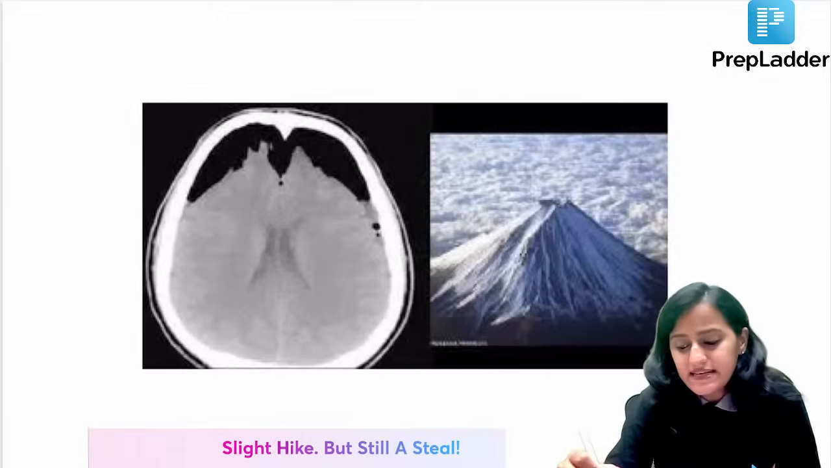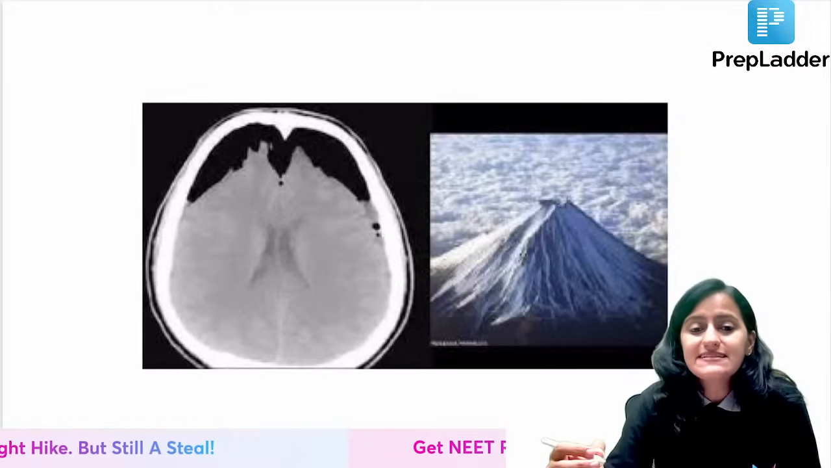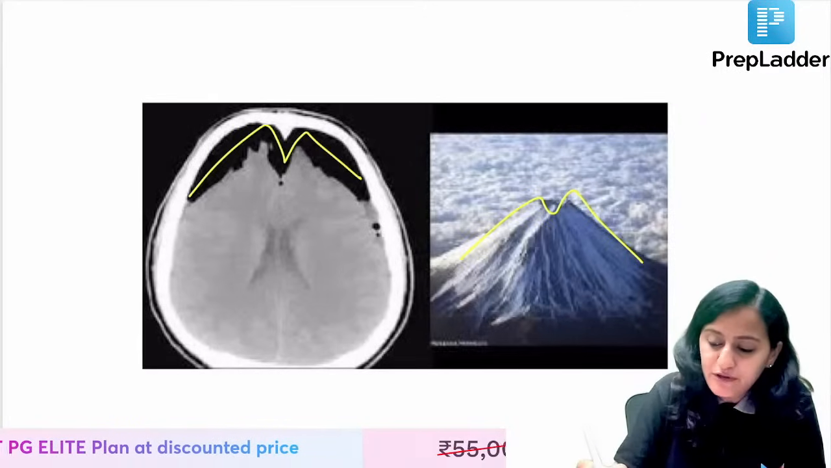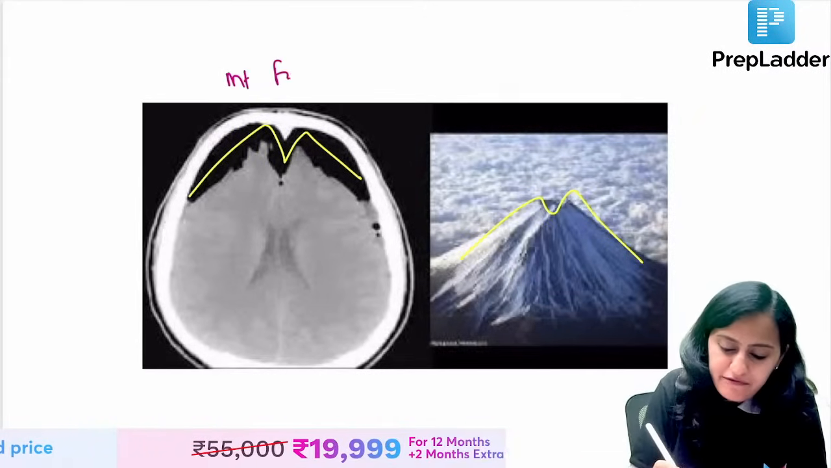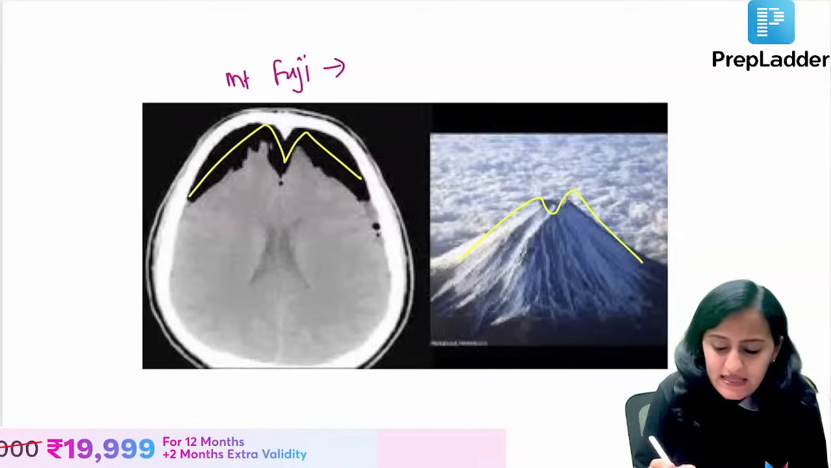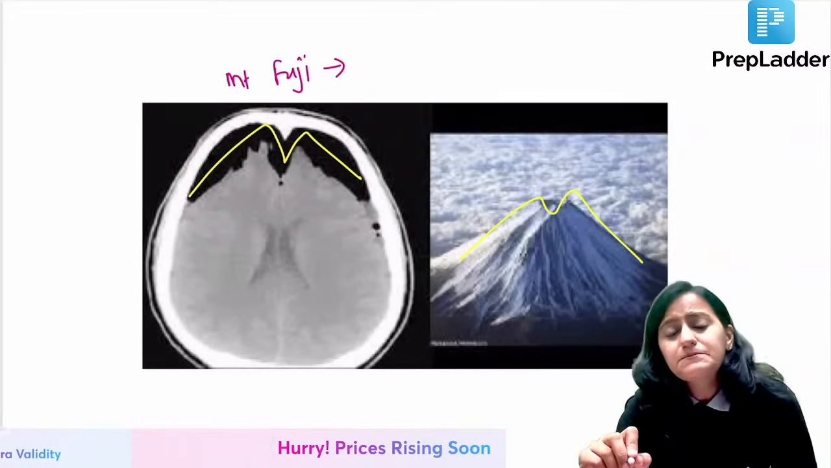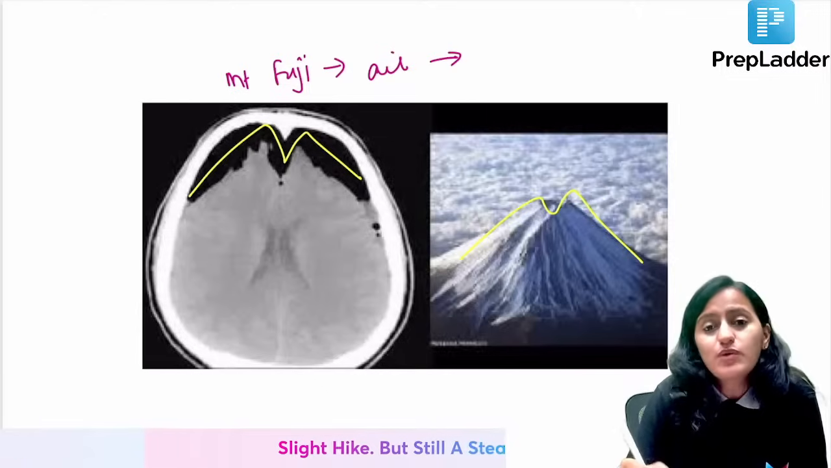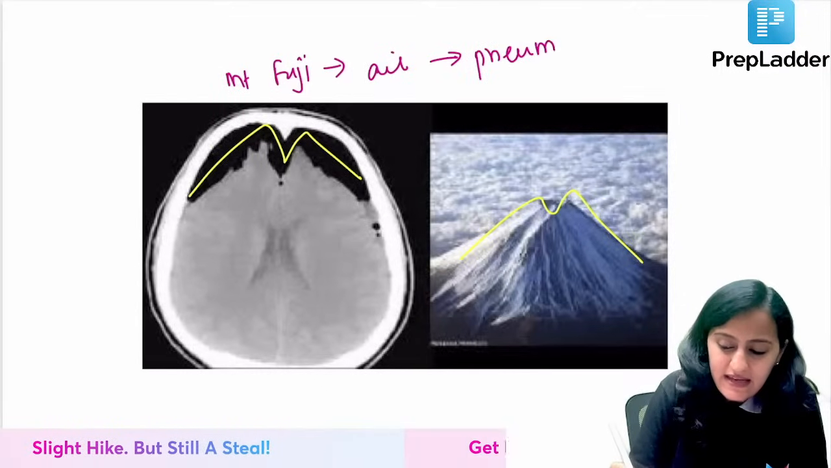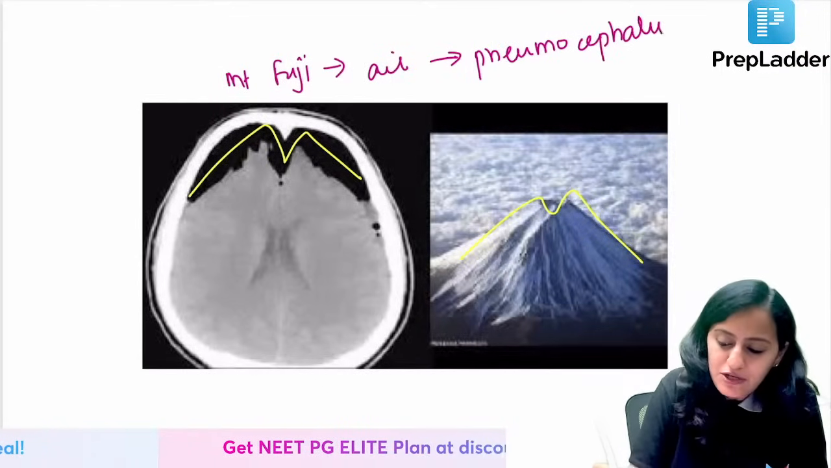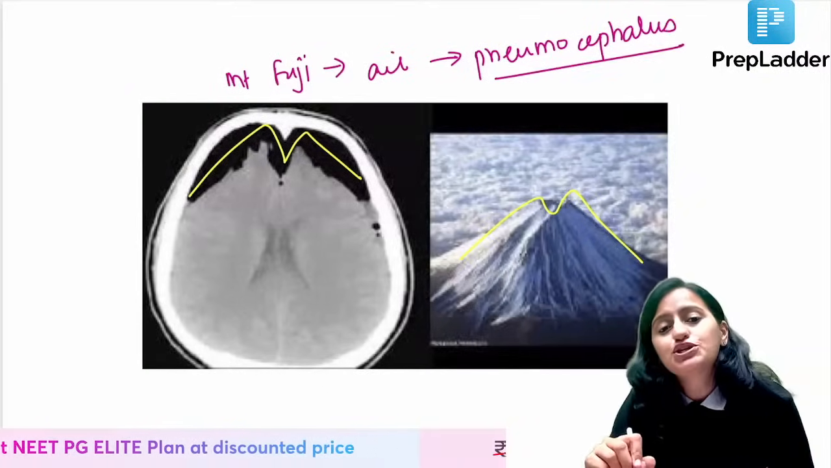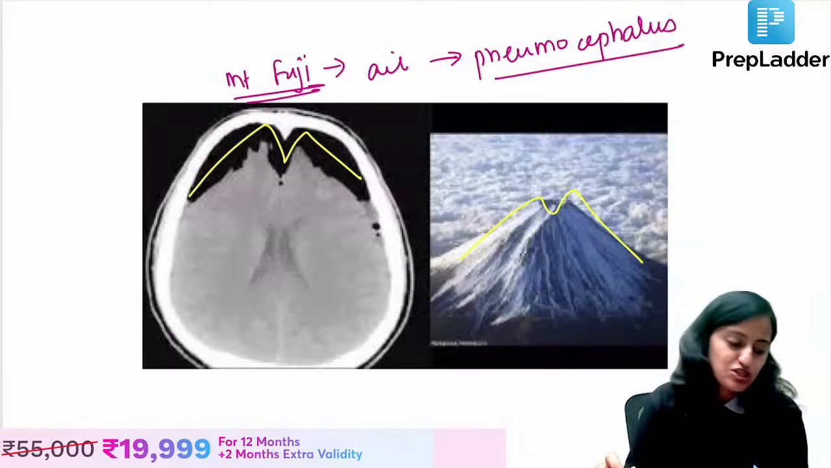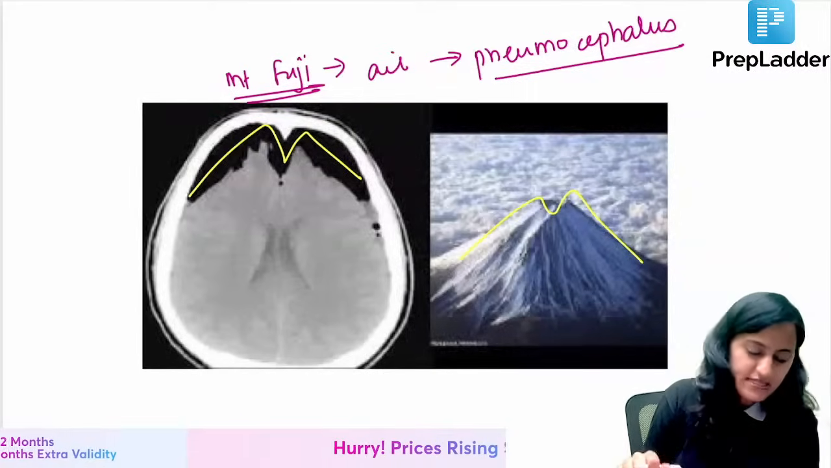Next one, a recent INI-CET exam question. What sign is this? This is the Mount Fuji sign. Like Mount Fuji, what are you seeing in the cranial cavity? That is the jet black air. So what is the diagnosis? Air in the cranial cavity is going to be pneumocephalus. Tension pneumocephalus shows the Mount Fuji sign.